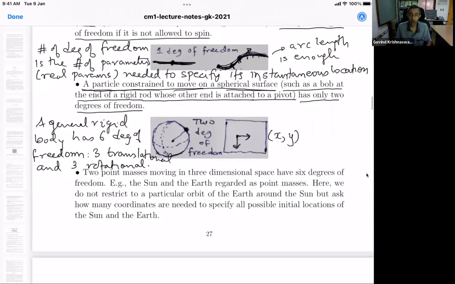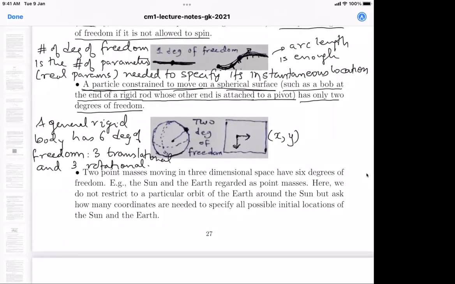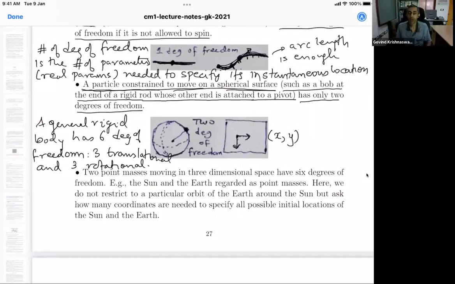Now, the bead itself is a rigid body, so it should have 3 extra degrees. Okay, so that's right. The thing is that I considered an idealized bead. I said that that bead is not allowed to spin. So you're supposed to think of the bead as a point particle. But you're quite right. If I allow the bead to spin, there will be 1 more degree of freedom associated to that rotation. Does that clarify the question you asked just now?